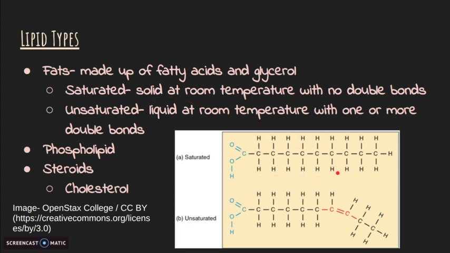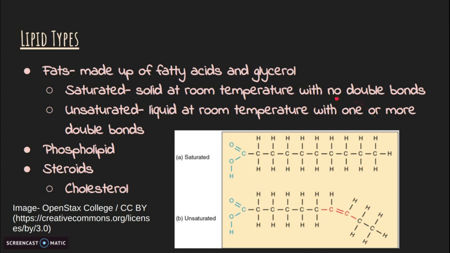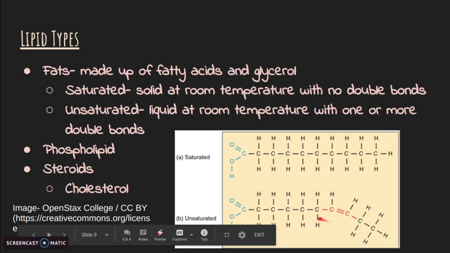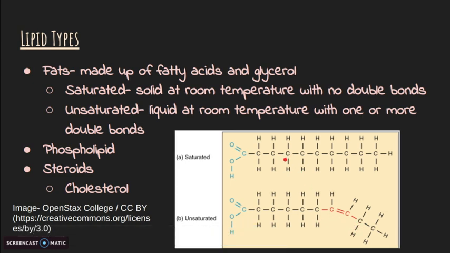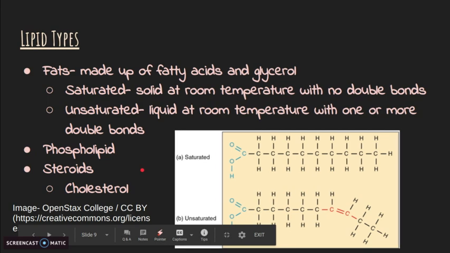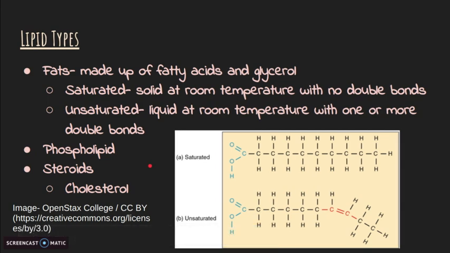carbons around here, which means that it is going to be solid at room temperature. But unsaturated means that there may be 1 or more double bonds, which means that there's less hydrogen, which means that it's going to be liquid at room temperature. So this is a saturated fat and this is an unsaturated fat. Steroids we typically think of as cholesterol. Cholesterol is also important in the cell membrane, and I'll mention their function a little bit more later on.